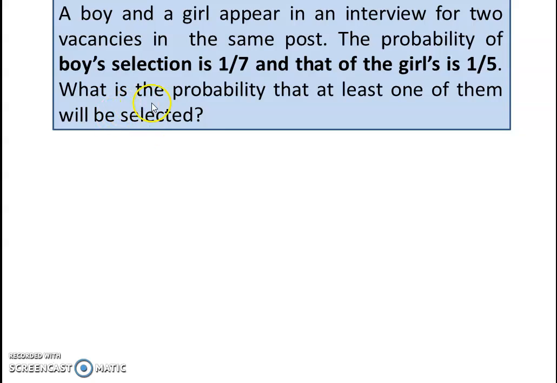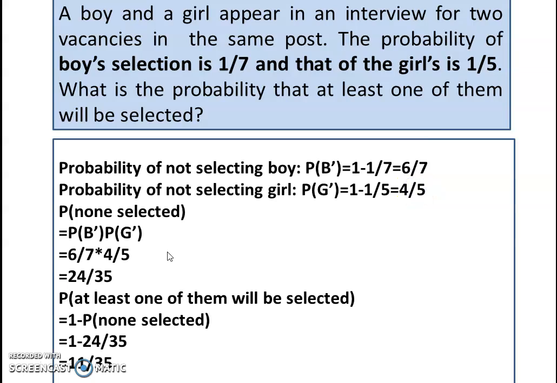Now the next question is, we need to find the probability that at least one of them will be selected. So in this case, the boy can be selected or the girl can be selected or both of them can be selected, right? So this type of question can be solved using negation. As we already calculated, the probability that none of them is selected is 24 upon 35. So when we subtract 24 upon 35 from 1, it will be the probability that at least one of them will be selected, and it is equal to 11 upon 35.